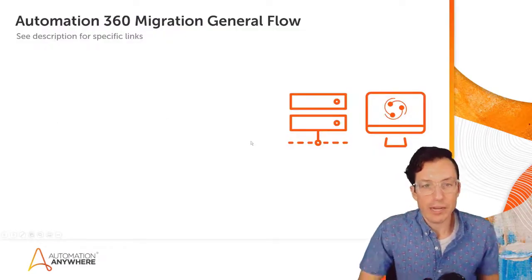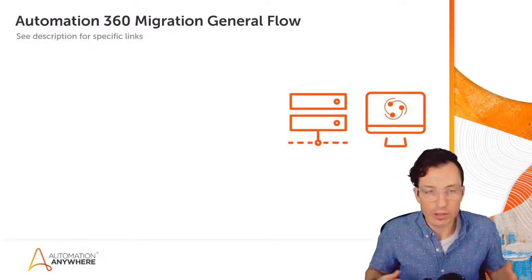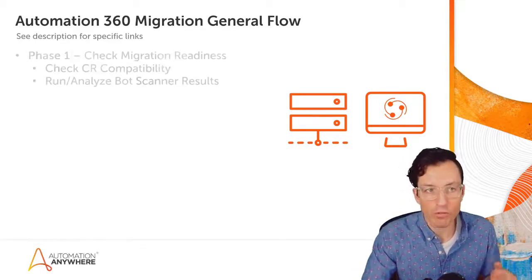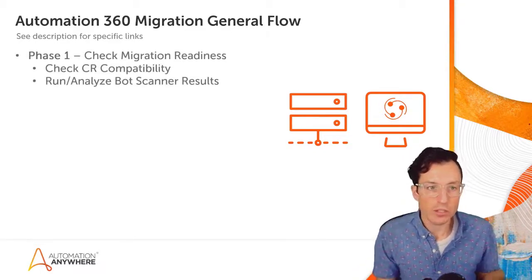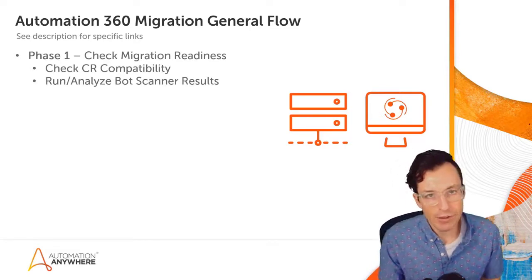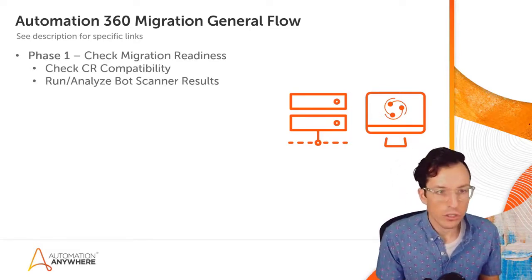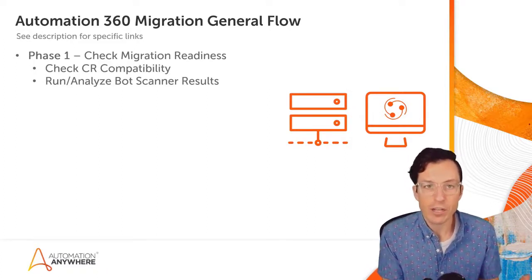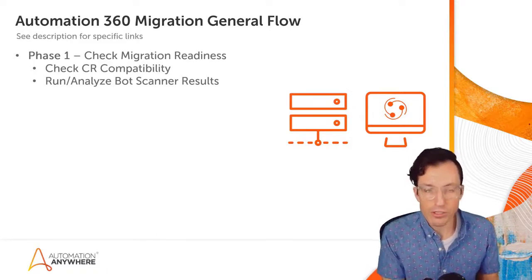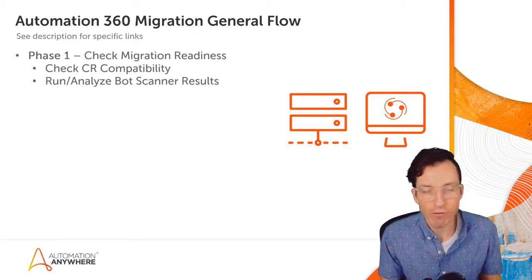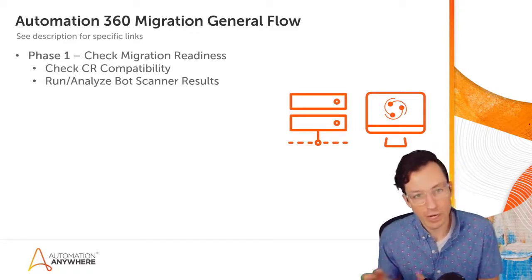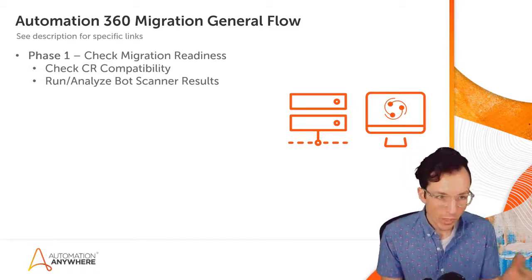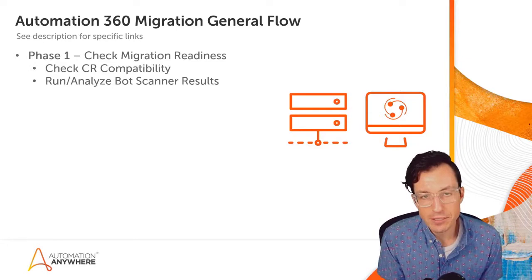So jumping straight in, I want to talk about where we are in the general flow of performing a migration. There's really three total phases. Number one is checking your migration readiness, and we have content on this already. It means checking your control room compatibility if you're coming from version 10 or version 11, knowing exactly what subversion you're on, say 11.3.4, and checking the compatibility for that with Automation 360. It also means running and analyzing your bot scanner results.